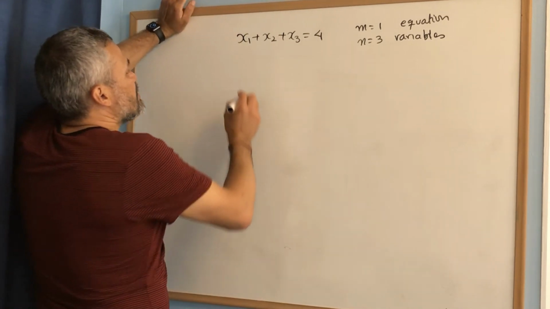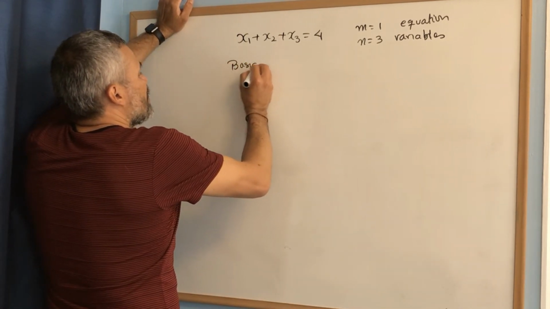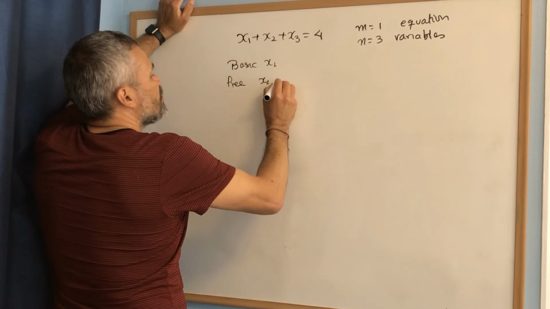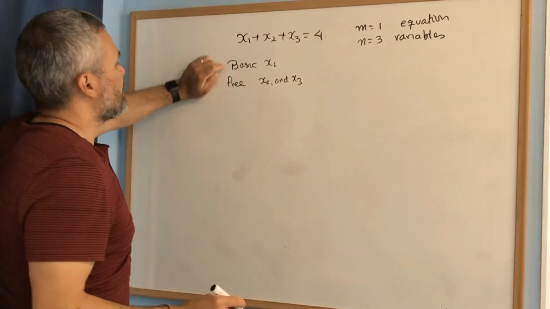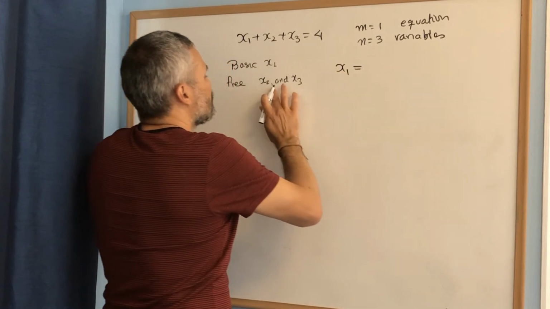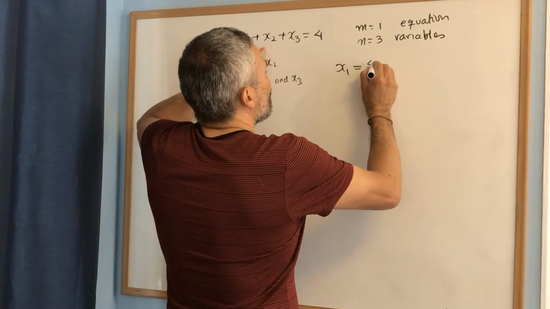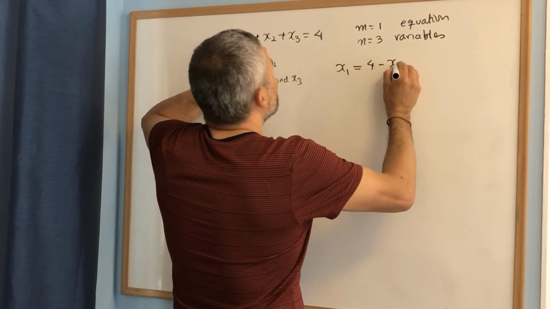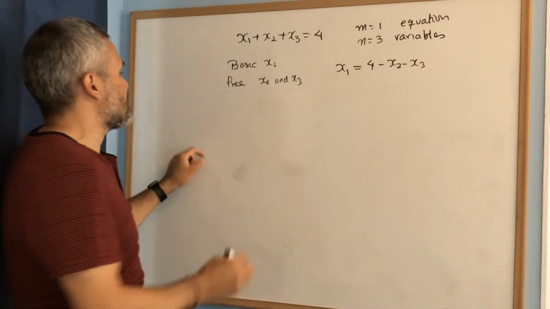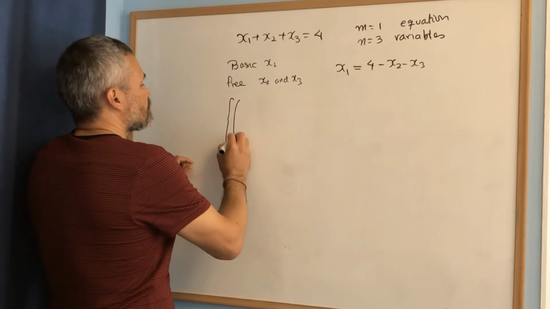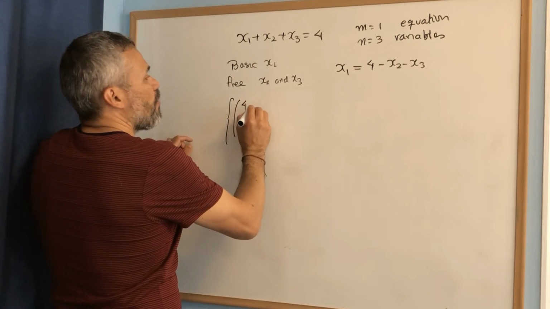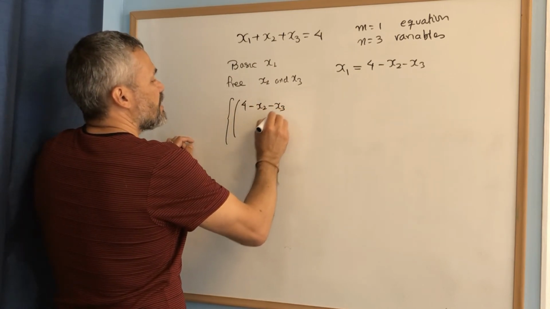In this case, this is a good system, and the basic variable is x1, and the free variables would be x2 and x3. Then the idea is to write the basic in terms of the free, so x1 would be equal to 4 minus x2 minus x3. That means that the solution can be written, as said, by opening the braces. Instead of x1, we write 4 minus x2 minus x3.